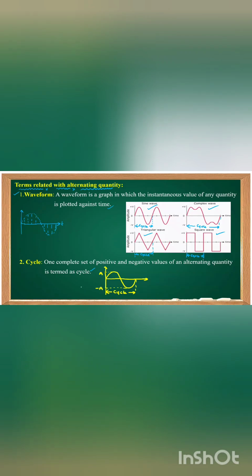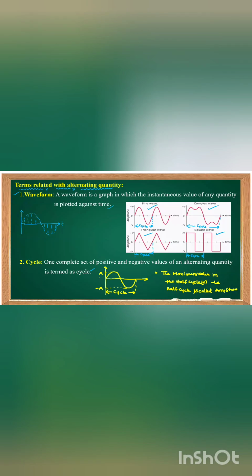Here, the maximum value in positive half cycle or negative half cycle is called amplitude. The maximum value in positive half cycle or negative half cycle is called amplitude. Then in this case, what is the amplitude?